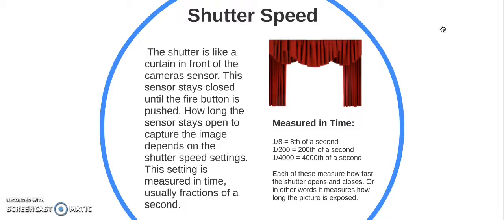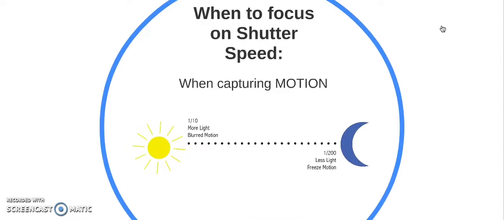An example would be 1/8, which is an eighth of a second, which would be slower than 1/4000, which is a 4,000th of a second. That would be a lot faster that the curtain or shutter would open and close. And I like to focus on shutter speed when I'm capturing motion. Obviously, shutter speed always plays a role when we're capturing images, but when I focus on those settings, either in shutter speed priority or just in my manual settings, is usually when I'm capturing motion.